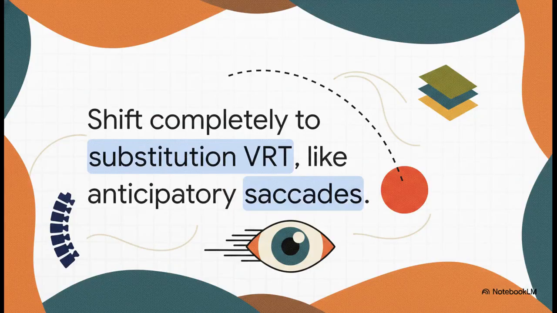But hold on, remember our phenotype table from a minute ago? If bilateral lateral canal loss is present, you absolutely must pivot. Adaptation strategies simply are not going to work here. You have to shift your entire program over to substitution VRT. This means relying heavily on training anticipatory saccades, leveraging the cervical ocular reflex, and maximizing proprioceptive cueing. It's a fundamentally different approach for sure.